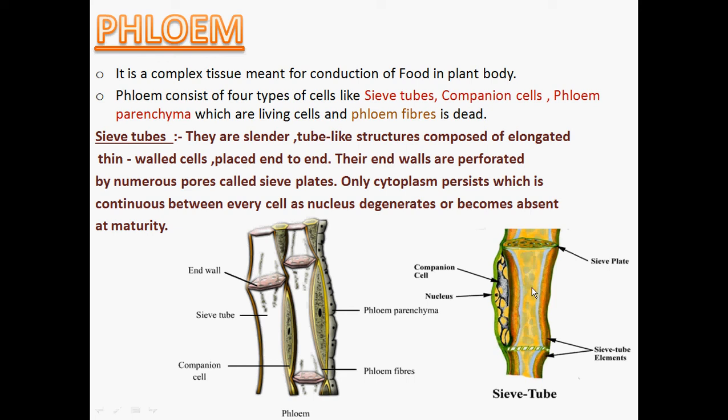So the cytoplasm will be continuous. That means the above sieve tube, which is being placed above this second sieve tube, will contain certain cytoplasm. So cytoplasm is continuous throughout.